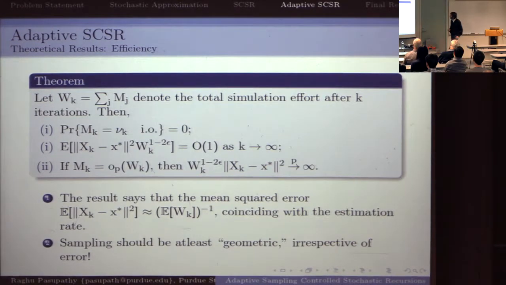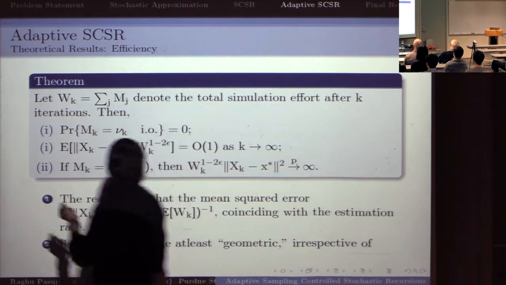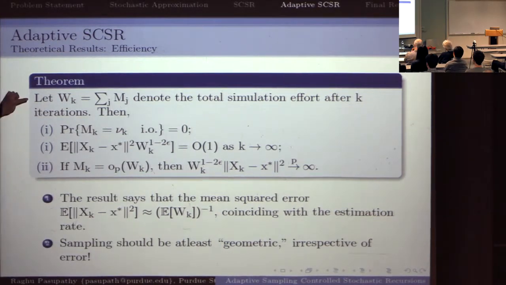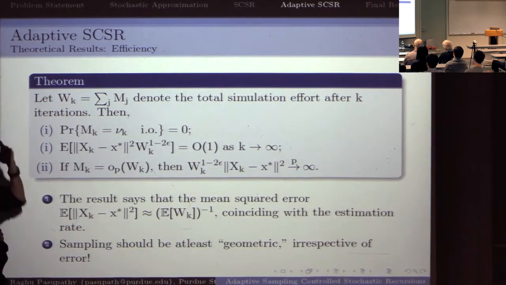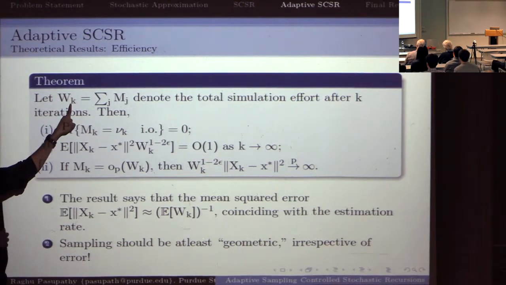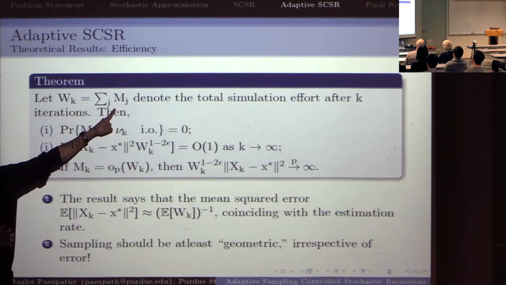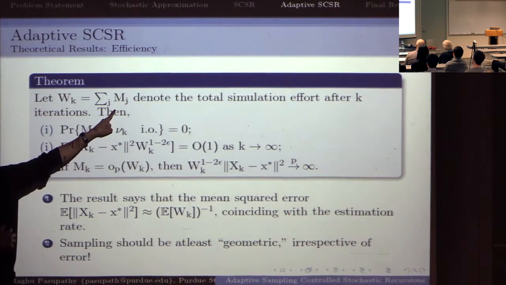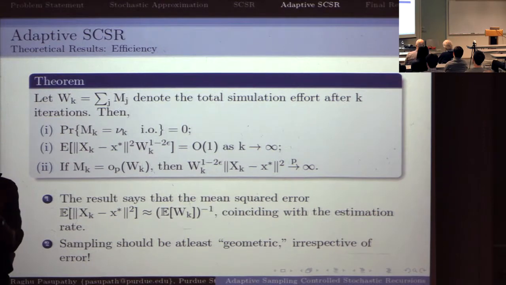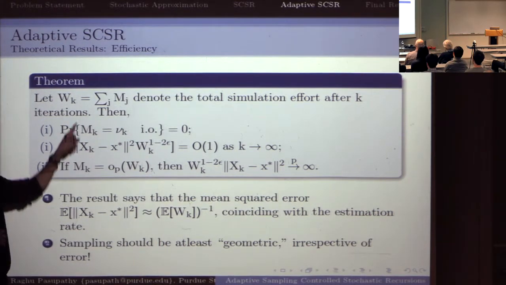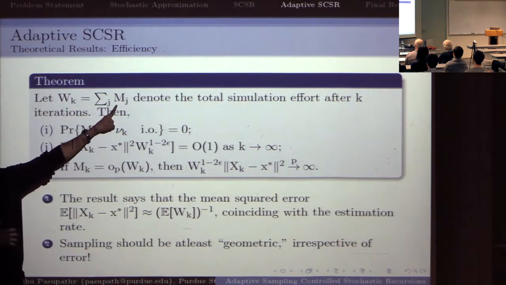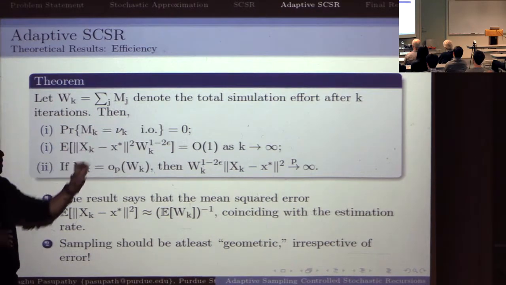So we put this all together now. Suppose I say work. I have to quantify work in this particular context. The total amount of work that I do is a summation of all of the sample sizes, right? Very unlike stochastic approximation. In stochastic approximation, the amount of work that I do up until the kth iteration is simply k. The amount of work I do here is simply the sum of all of the sample sizes.